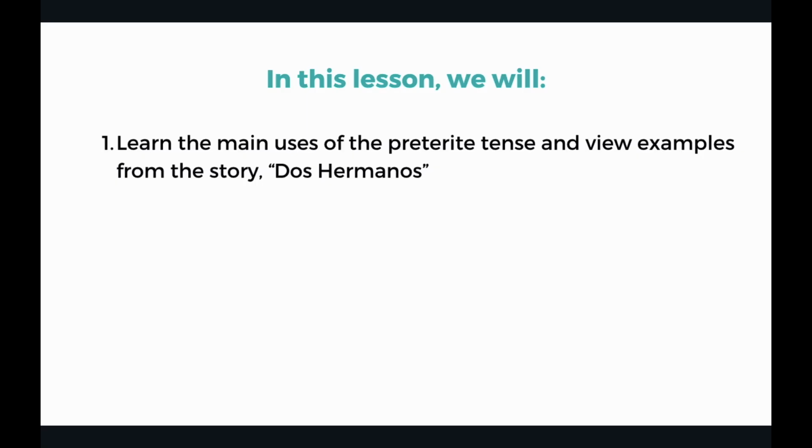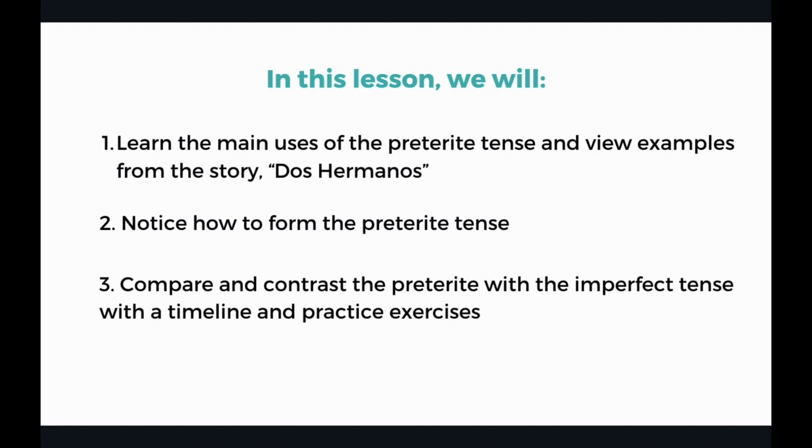All right, guys, so in this lesson, we're going to learn the main uses of the preterite tense, and we'll see some examples from the story Dos Hermanos. We'll notice how to form the preterite tense, at least for the regular verbs, and we'll compare and contrast the preterite with the imperfect tense, using a timeline and some practice exercises so that you guys can get a feel for the difference of those two past tenses.